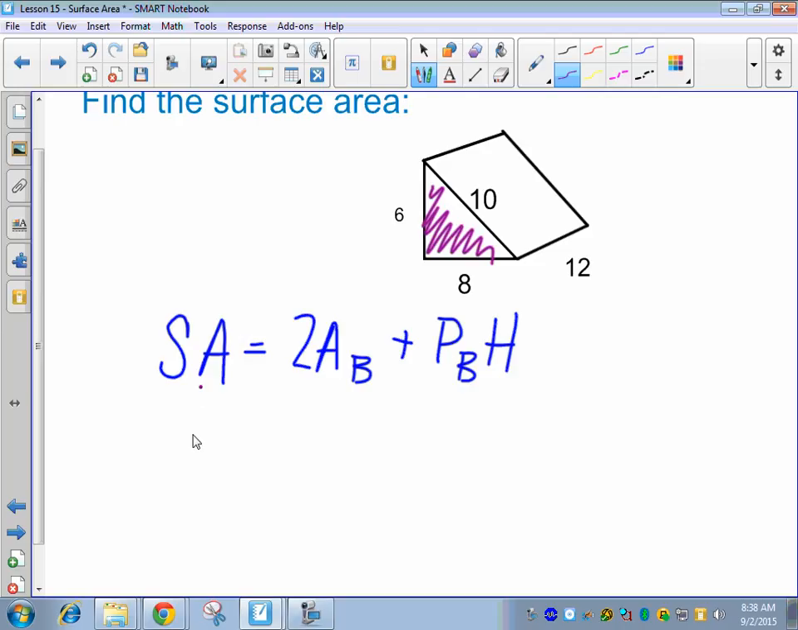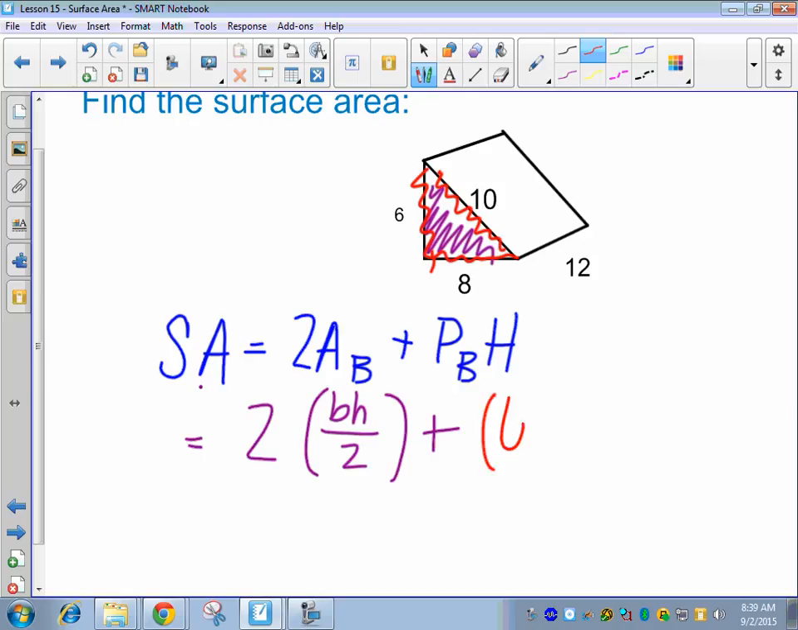So if we want to plug this in, we're going to have 2 times the area of the base. Now, what's the formula for the area of a triangle? So BH over 2. So that's going to be that, plus the perimeter of the base. Okay, so this one's nice because it gives us all the sides. So the perimeter of the base is this whole thing, right? So for the perimeter of the base, we're going to have 6 plus 8 plus 10, because we want the whole perimeter of that triangle, times the height, which is 12.